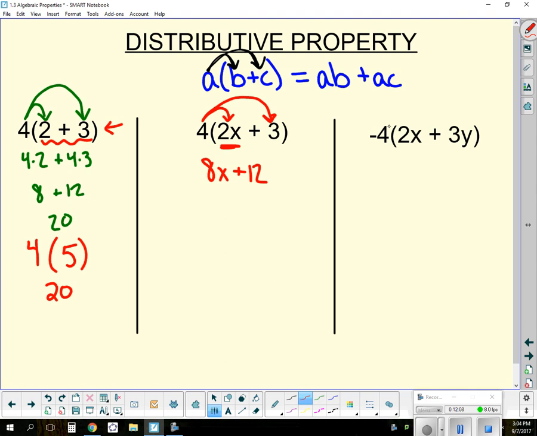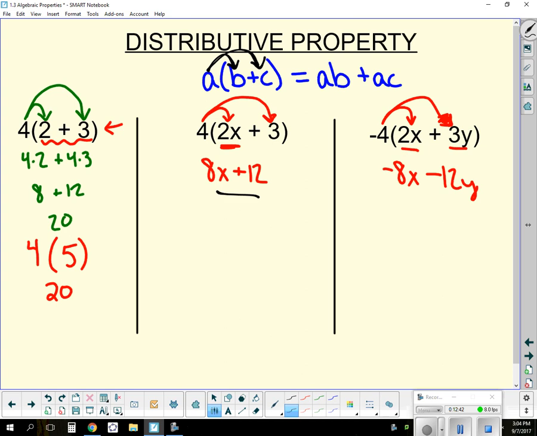Last problem, you want to distribute the entire term out front, which is negative 4. Don't forget about your sign. There are 2 terms inside there, so we distribute it to the 2x and to the 3y. So negative 4 times 2x is negative 8x. And again, watch your signs. Negative times a positive is negative, and 4 times 3y is 12y. So negative 4 times positive 3y is negative 12y.